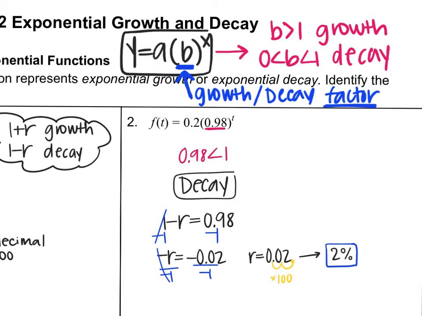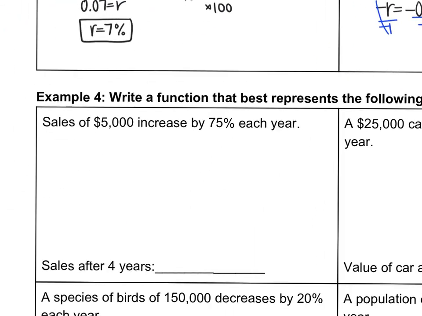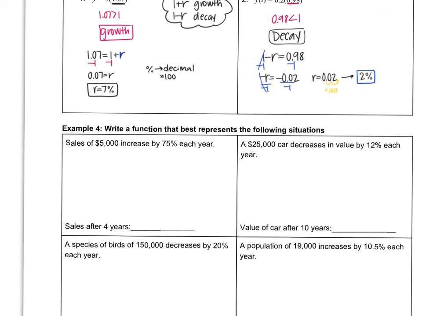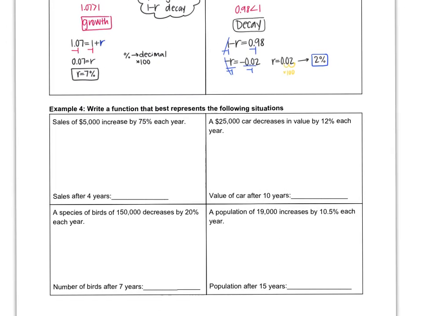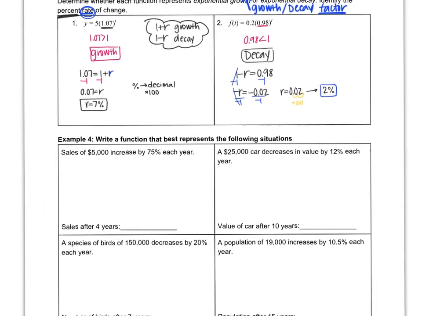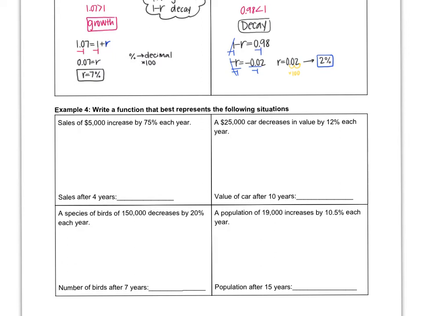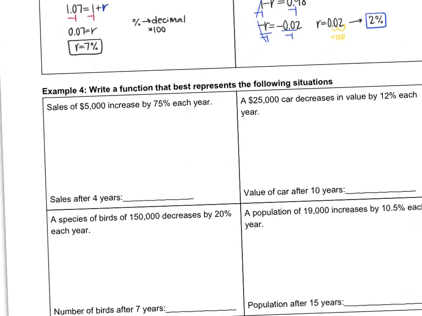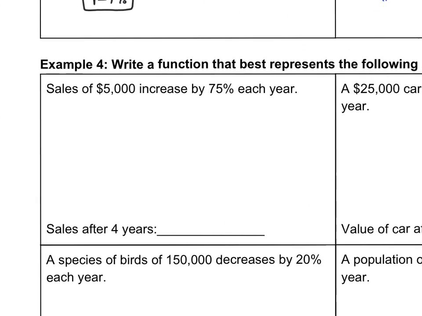So we should be able to now write exponential functions for growth and decay, tell if a function is exponential growth or decay based on the table, and tell if it's growth or decay based on an equation. Let's take a look at the last couple problems then on here. It says write a function that best represents the following situations. So keep in mind that the functions we learned, you should have them written on your previous page, are y equals a times 1 plus r to the t, or y equals a times 1 minus r to the t. So I have to decide if it's going to be growth or decay. That's going to be my first step.